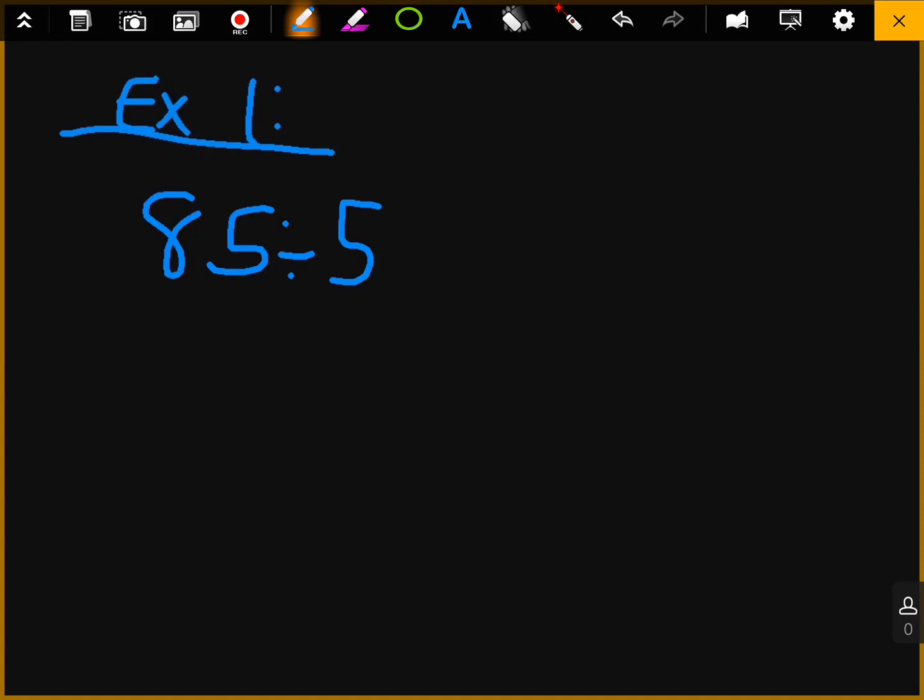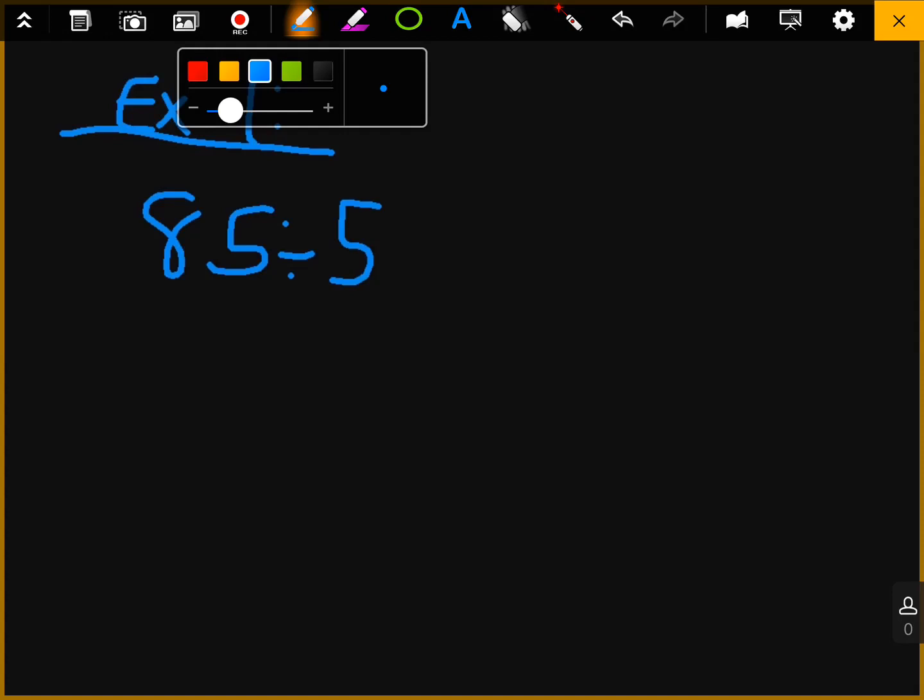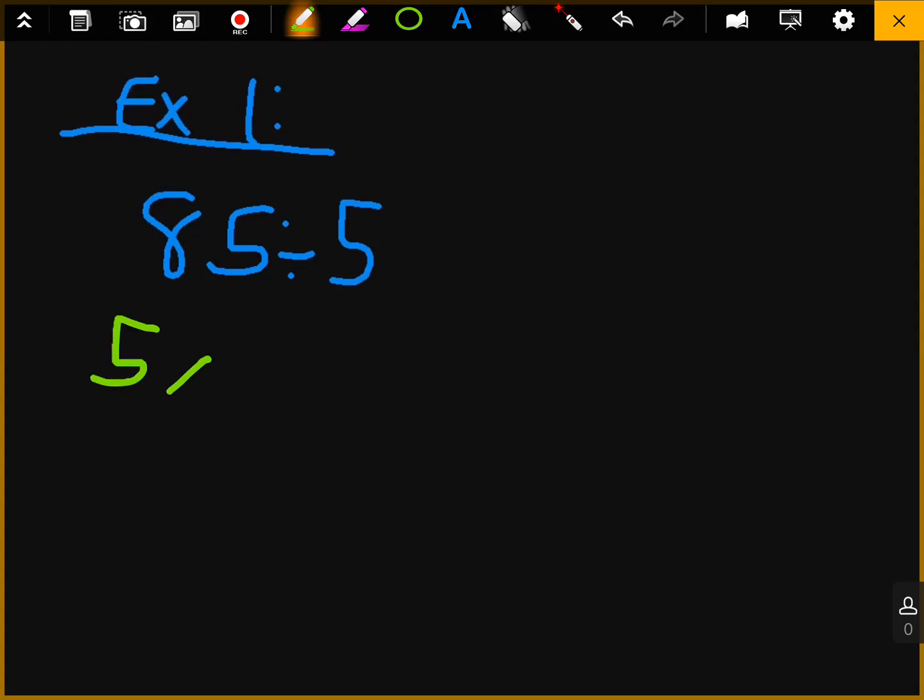So let's do example number 1. Okay. So example number 1 gives us a division problem. It says 85 divided by 5. So the first step is to turn it into a multiplication problem. We know that 5 times something is going to be 85. Okay, 5 times something is going to be 85.